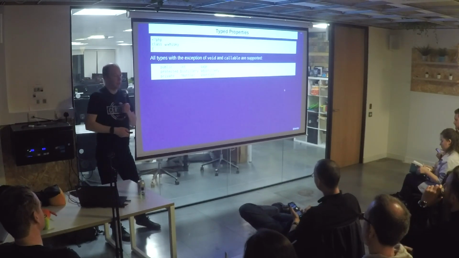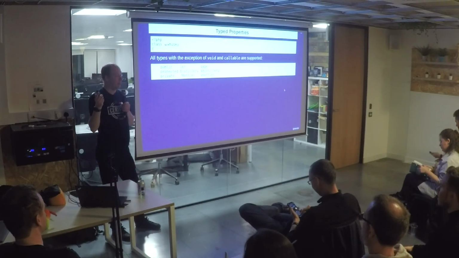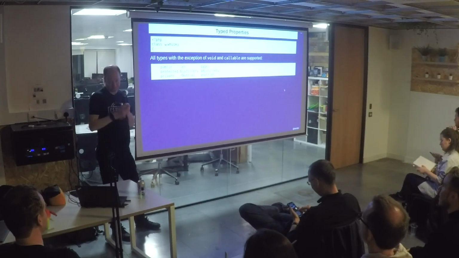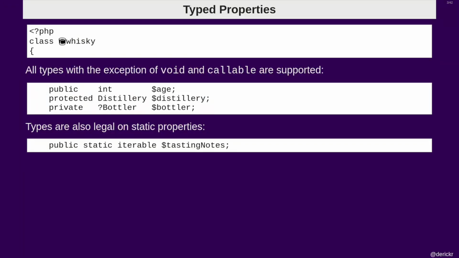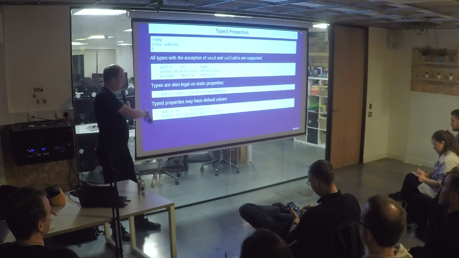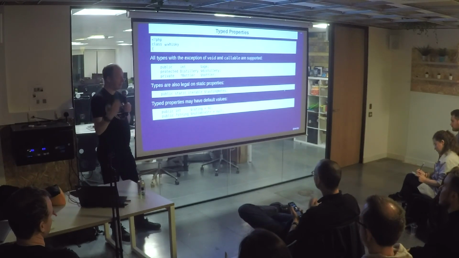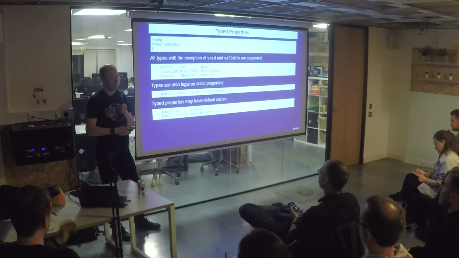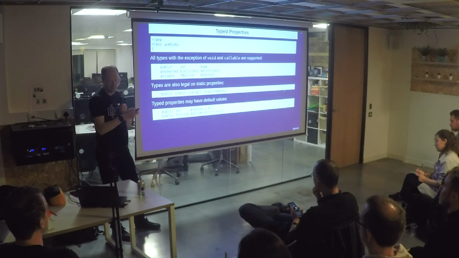Now, that's pretty straightforward. It works exactly the same way as your function arguments. You can also set them on static properties if you want to do that. And you can give them default values. So in this case, I'm setting the rating to 92. Must have really liked that whiskey. That's then the default value, like you would expect for any normal properties that you declare.